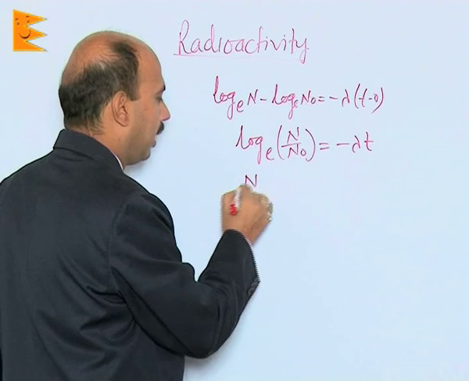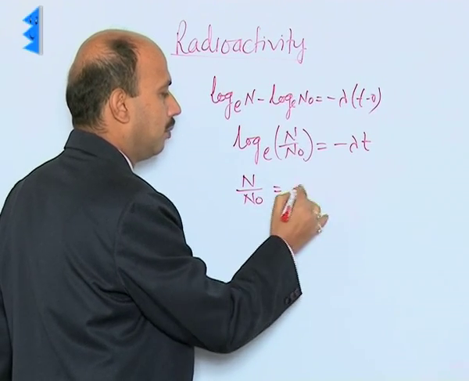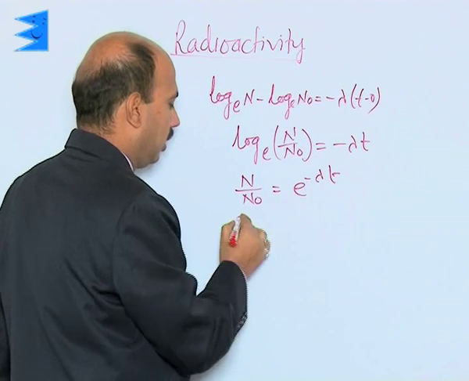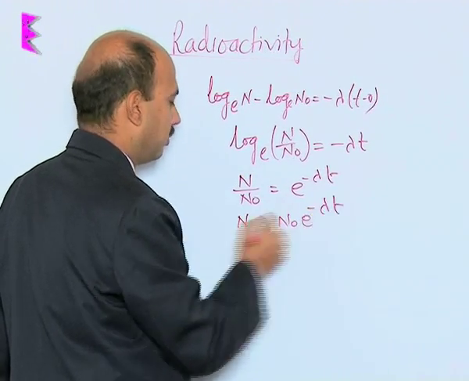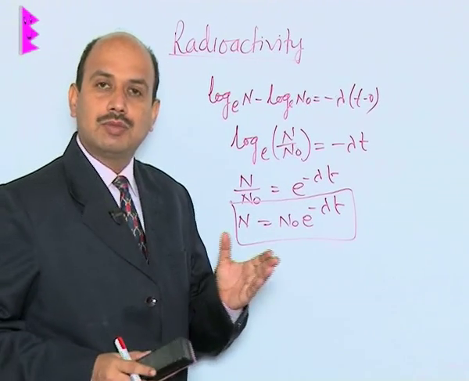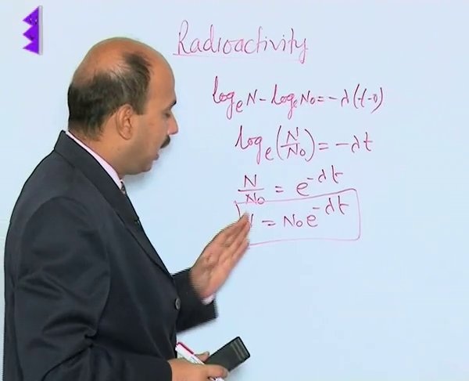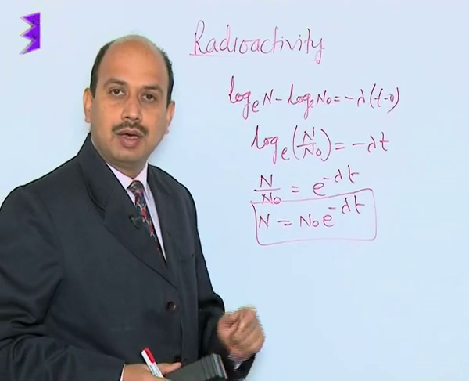So we can write N upon N naught is equal to e raised to power minus lambda t. So N is equal to N naught e raised to power minus lambda t. So this is the expression for the number of atoms left undecayed at any time t. N is equal to N naught e raised to power minus lambda t.